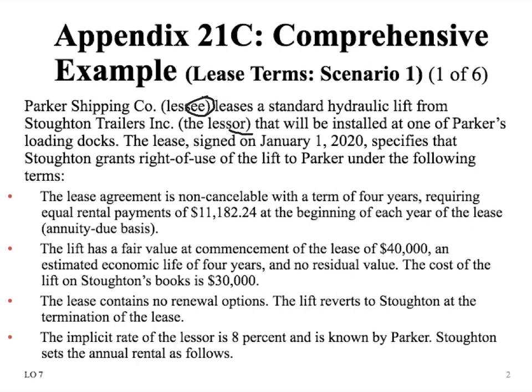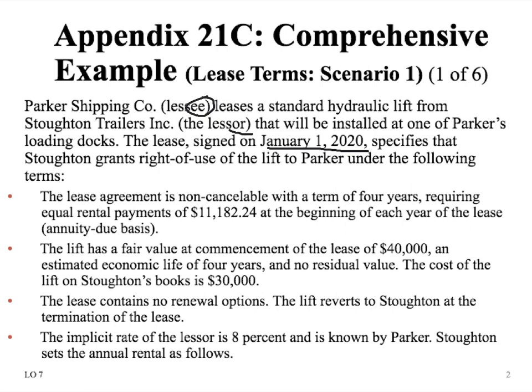The lease signed on January 1st, 2020, and you need this date, specifies that Stoughton grants right of use of the lift to Parker under the following conditions. If you have a very long explanation like this, it will be helpful to jot down small facts so you can easily find what the terms of the lease are, what the payments are, when they start, etc.